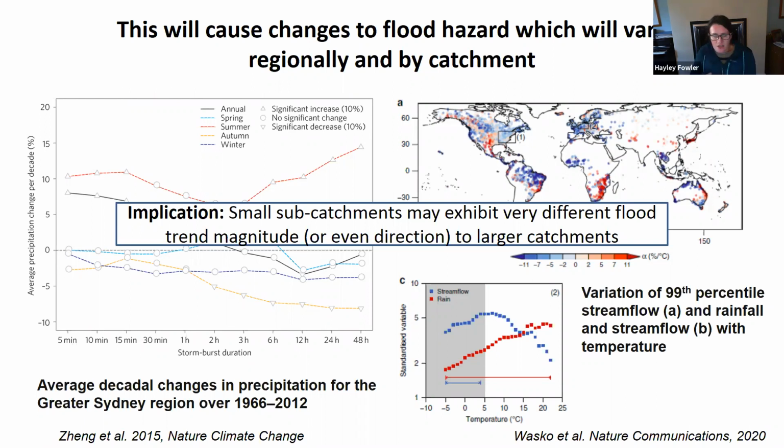The implication of this, though, is that small subcatchments may exhibit very different flood trend magnitudes or even direction to larger catchments, since smaller subcatchments are potentially less affected by these antecedent moisture conditions and much more affected by the potential changes, which may be larger, to these very intense short duration convective storms.